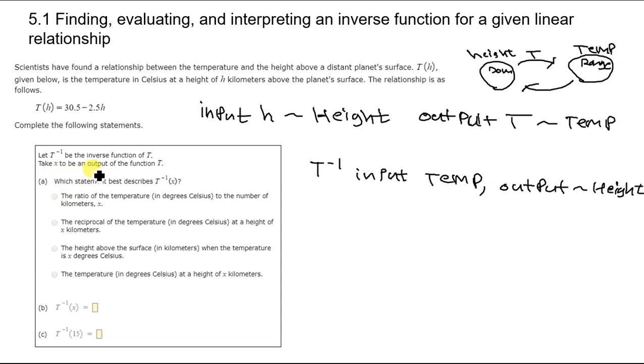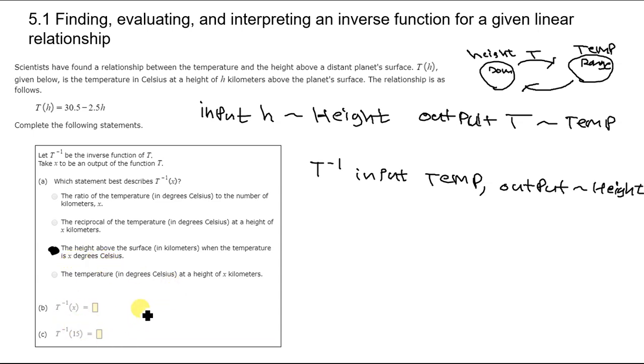Take x to be the output of the function T. Which statement best describes T inverse of x? So x is the output of T. X must be a temperature. And so T inverse of x must be a height above the surface of the planet. So T inverse must be the height above the surface when the temperature is x degrees Celsius.